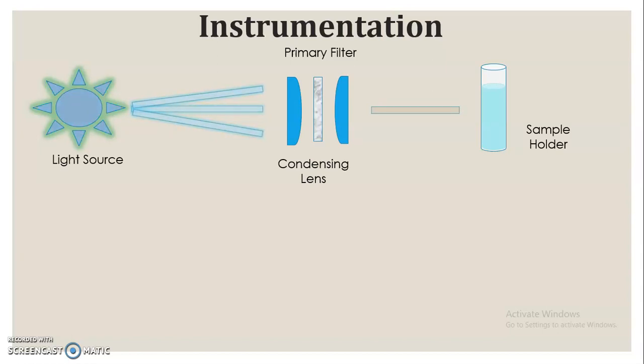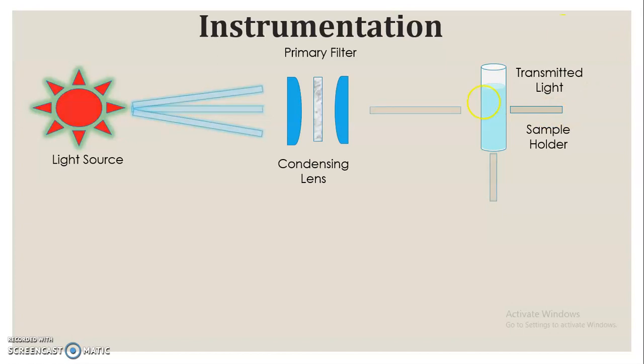Now, whatever light falls on the surface of the sample, some amount of light is absorbed by the molecules and some amount of light is transmitted. Here the detector is placed at 90 degrees to your sample. Why? Because if this transmitted light is measured by the detector, it leads to faulty results, and to avoid this, we place the detector at 90 degrees.